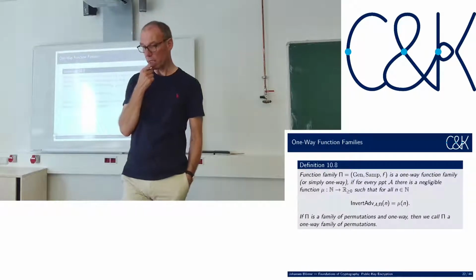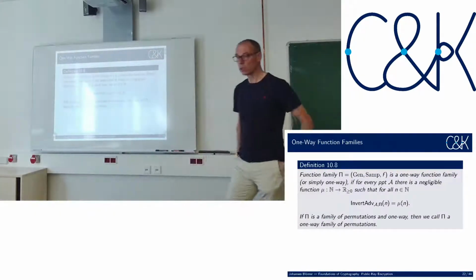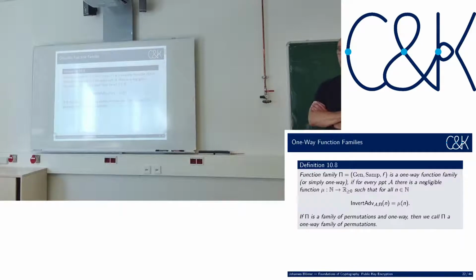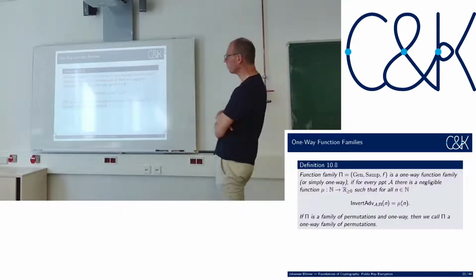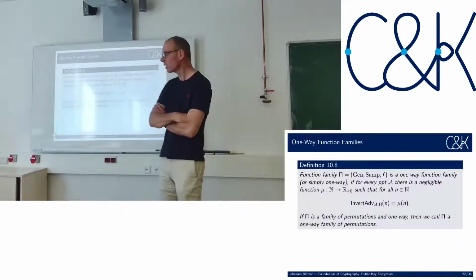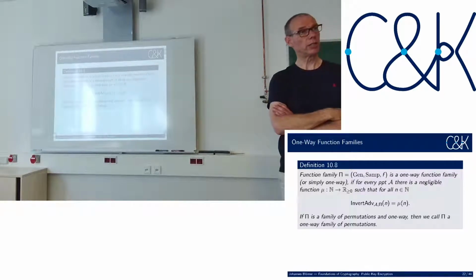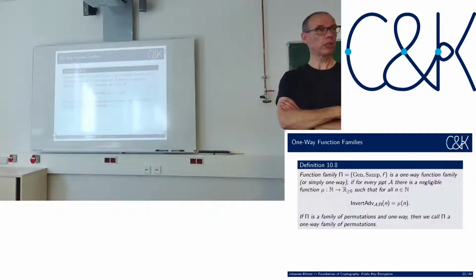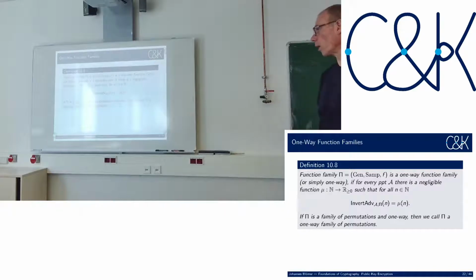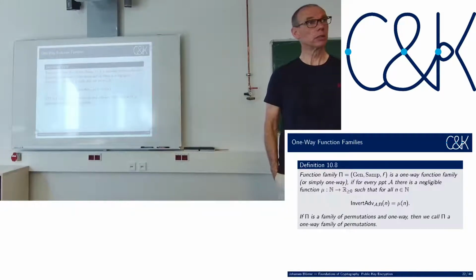Okay, and we say that this family is a one-way function family, or simply one-way, if for every probabilistic polynomial time adversary A there is a negligible function mu such that for all n in N, this inverting advantage is negligible. And if pi is in addition a permutation, then we call it a one-way family of permutations.